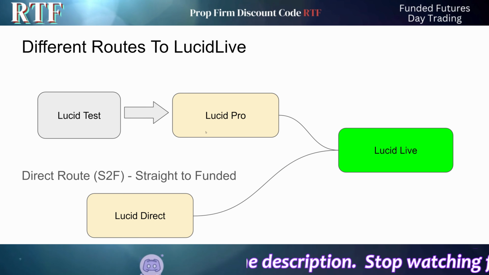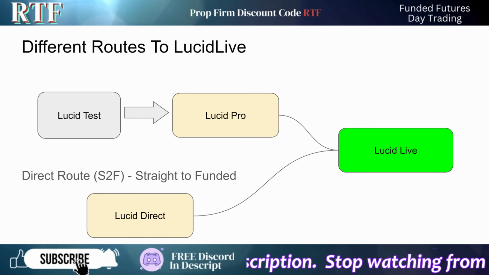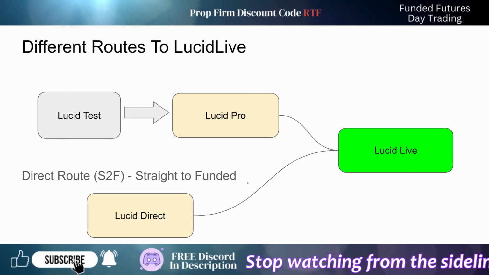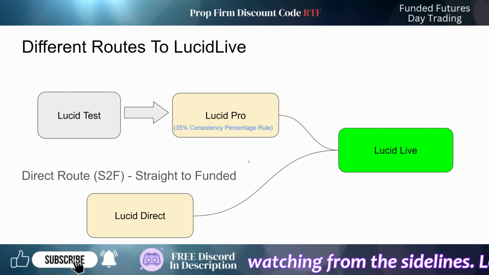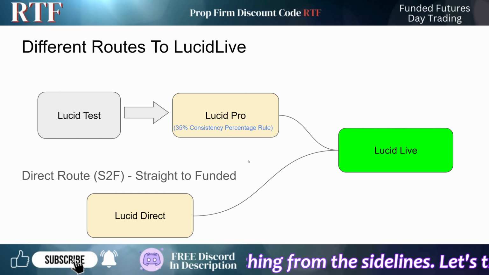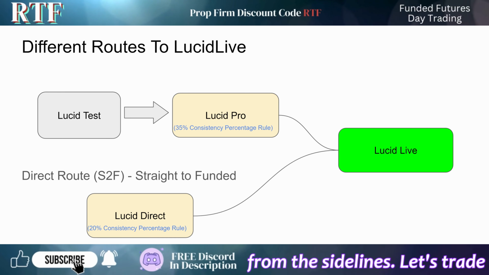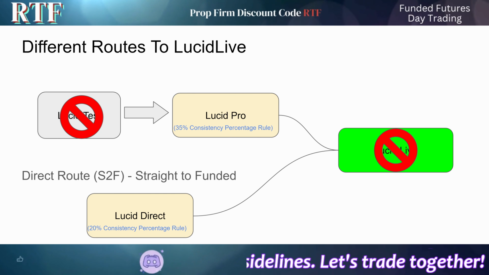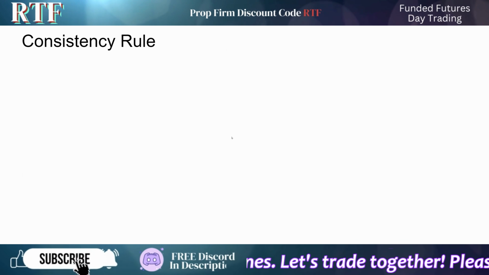So the different routes to the Lucid Live account, you've got Lucid Test, Lucid Pro, and then straight to funded, which is just Lucid Direct, which goes directly to Lucid Live. The difference is in Lucid Pro, you have a 35% consistency percentage rule, and in Lucid Direct, you have a 20% consistency percentage rule. Okay, neither the test nor the live accounts have a consistency rule at all.